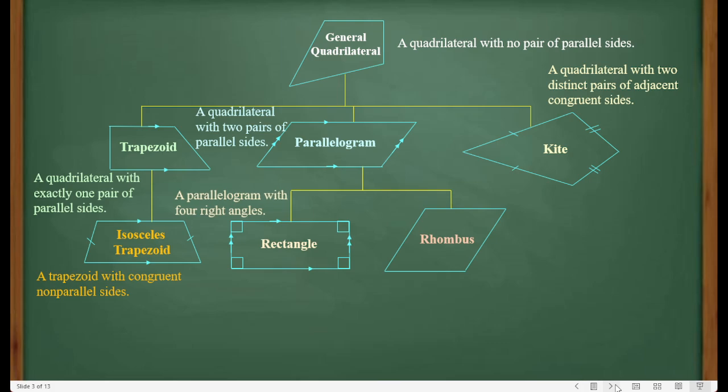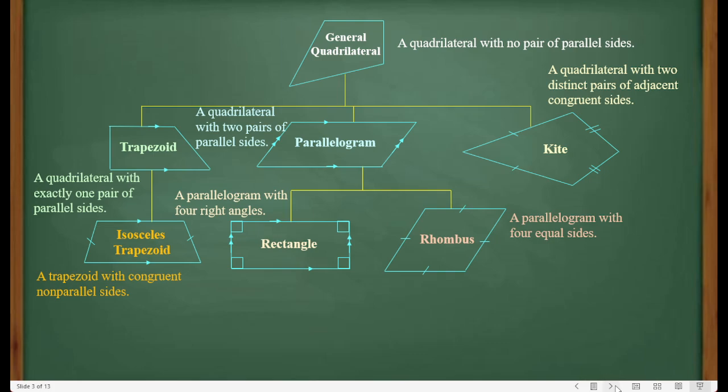So, it is a parallelogram with four right angles. And as for the rhombus, it is also a parallelogram but with four equal sides, as indicated by a slash mark from each of these four sides. So, four sides are equal in length. That is what the slash marks mean.